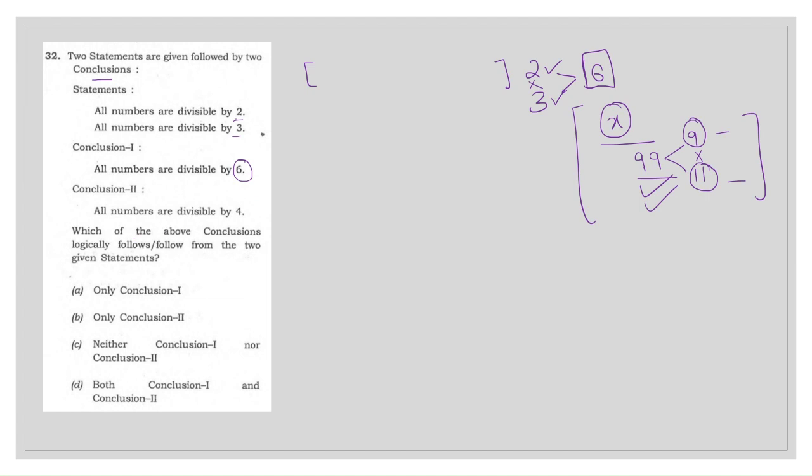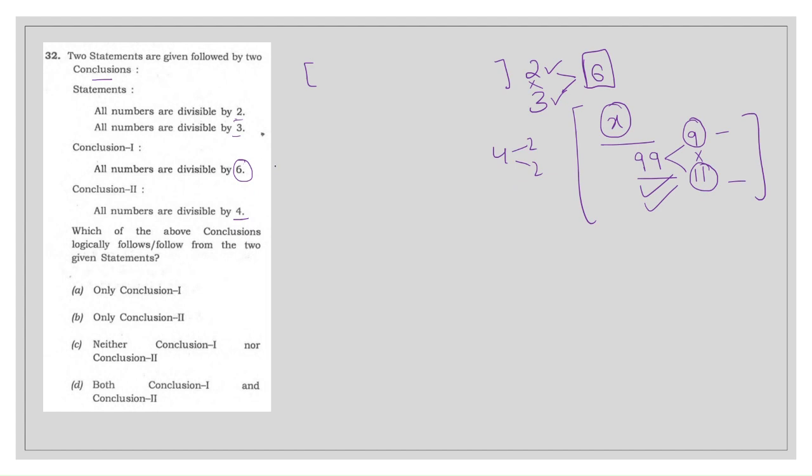And moving on to the conclusion 2, it says all numbers are divisible by 4. Now this is not true, because if it would have been the case that all these numbers are divisible by 4 and then they would ask us whether these numbers are divisible by 2 or not, then that would have been possible, because in 4 we have 2 raised to the power 2, right? But here obviously we cannot say.